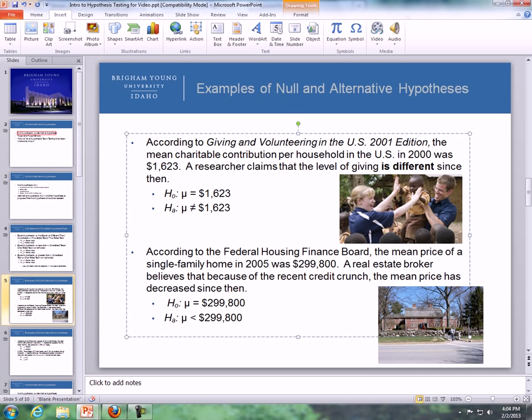Now another example: according to the Federal Housing Finance Board, the mean price of a single-family home in 2005 was $299,800. A real estate broker believes that because of the recent credit crunch, the mean price has decreased since then. So the null hypothesis, or the status quo, is that the mean is equal to $299,800. The alternative, since the broker thinks that the mean price has decreased, is that the population mean is less than $299,800.